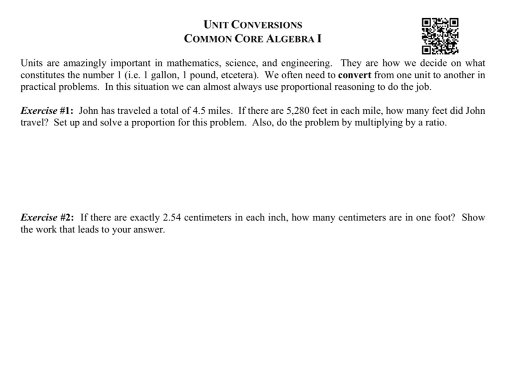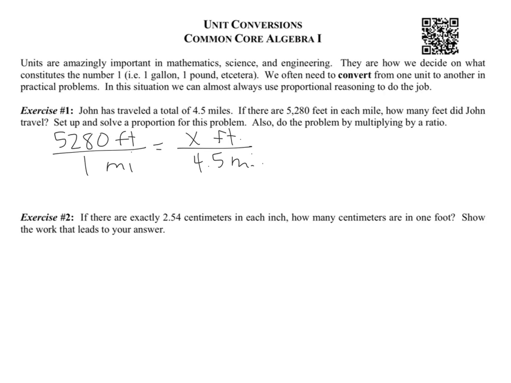So in exercise 1, John has traveled a total of 4.5 miles. If there are 5,280 feet in each mile, how many feet did John travel? Set up and solve a proportion for this problem. Also, do the problem by multiplying by a ratio. So we know that there are 5,280 feet in 1 mile. And we want to know, if this is proportional, how many feet are in 4.5 miles.